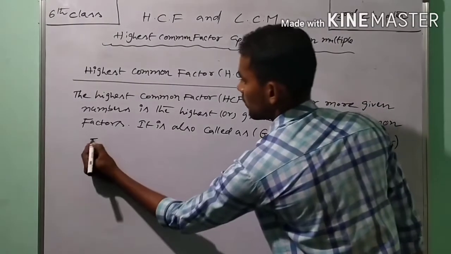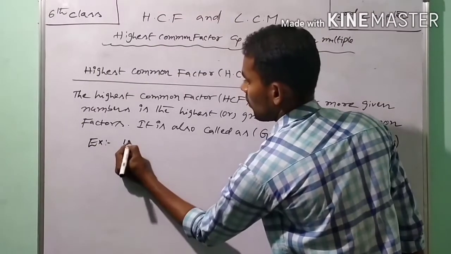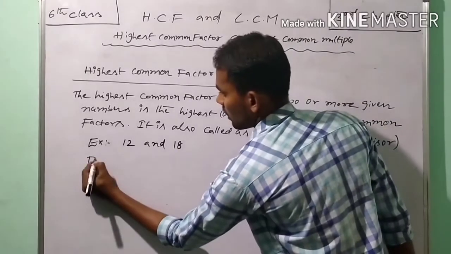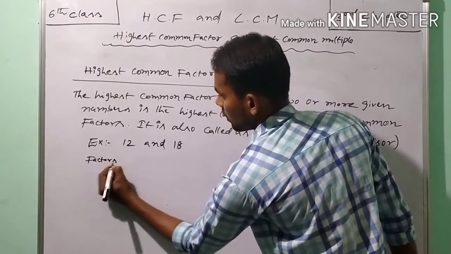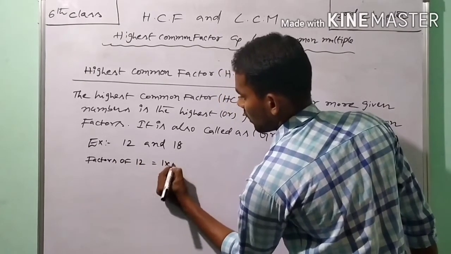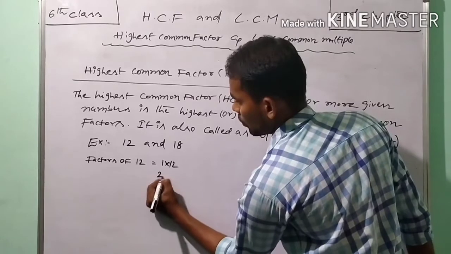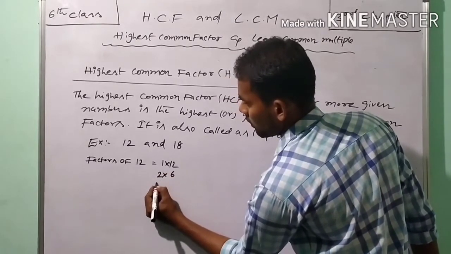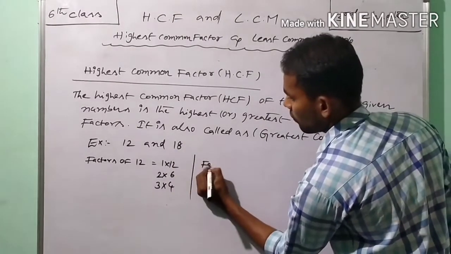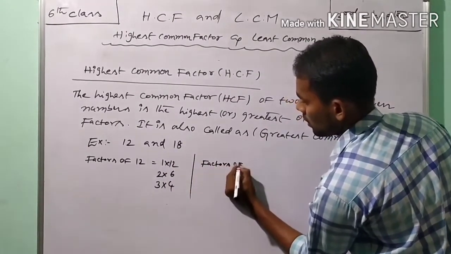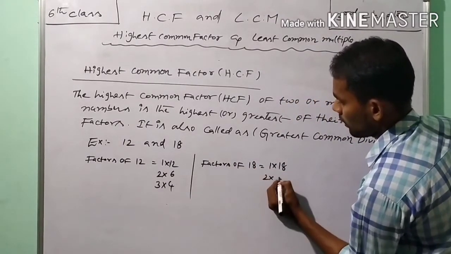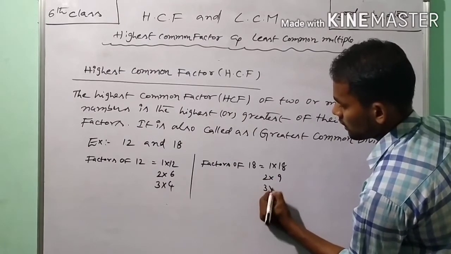For example, 12 and 18. Factors of 12 equal 1 twelve, 2 six, 3 four. Factors of 18 equal 1 eighteen, 2 nine, 3 six.